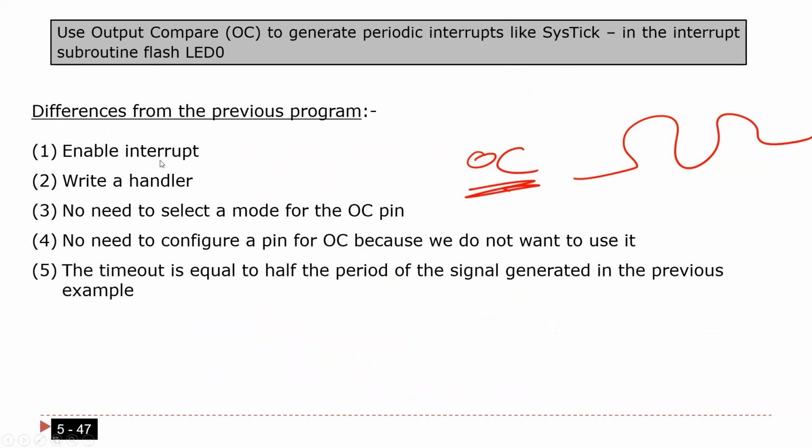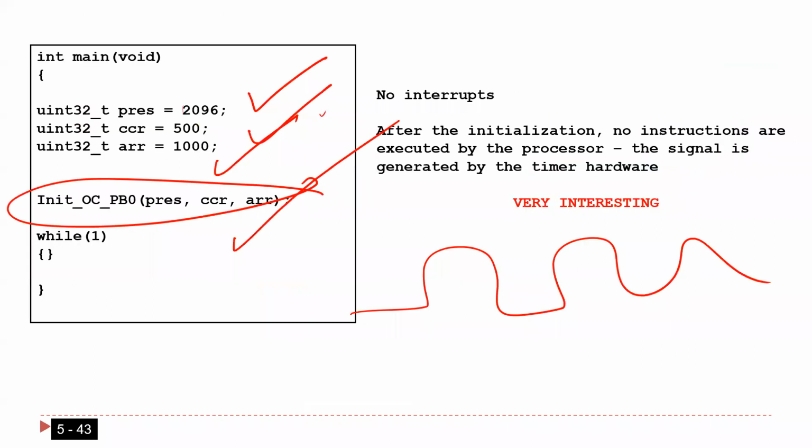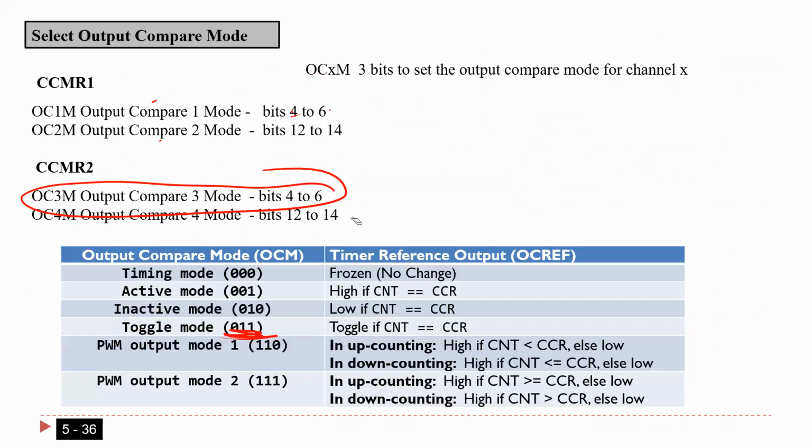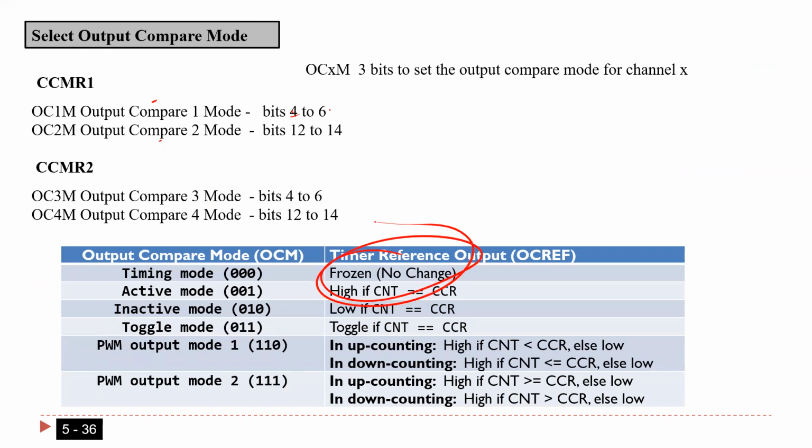Number one, I have to write the code for interrupts. So I have to enable interrupts, 1 bit, that's easy, 1 bit in the VIC, right? Number two, I have to write the handler. For mode, I don't care, I'm not going to select toggle, so I can select no action for the mode. You remember, if I go to the table here, I'm not interested in generating, so I can say no action because there is no need to.